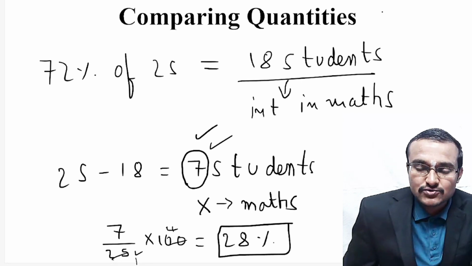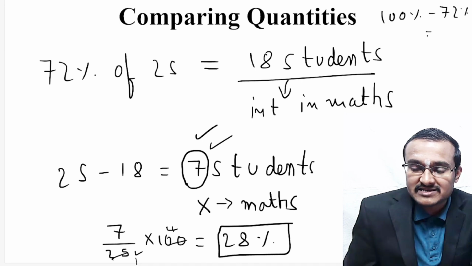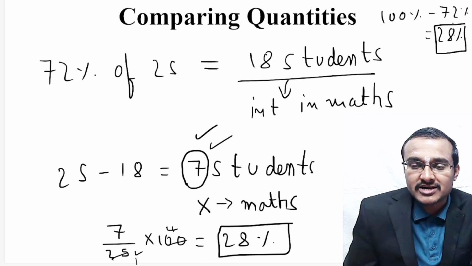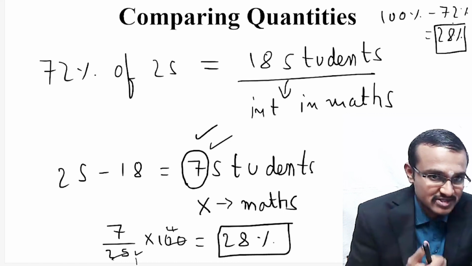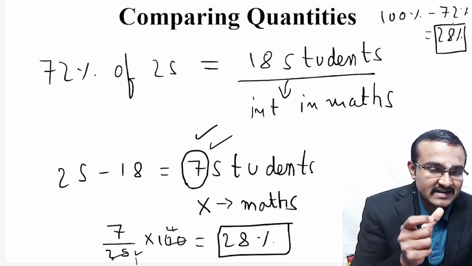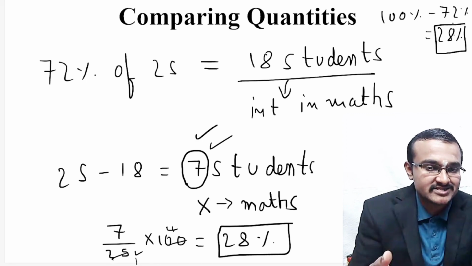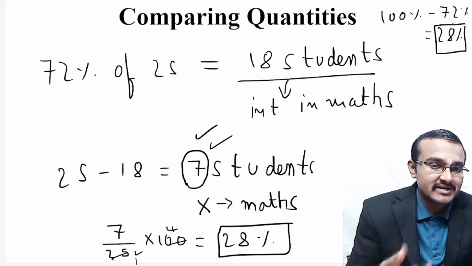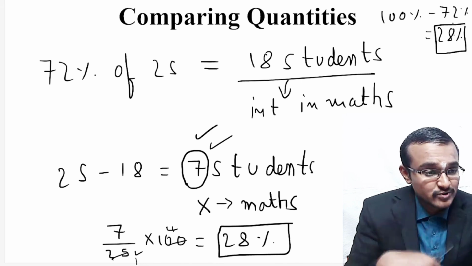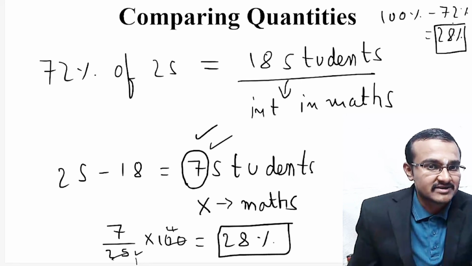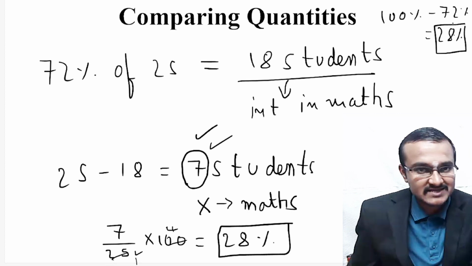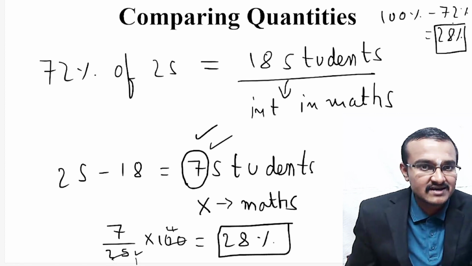Or you can easily do 100% minus 72%. So 100% minus 72% is 28%. So this is also one shortcut method. But if they are asking how many students, specifically a number, then you should do this calculation and find out what is 72% of 25 and how many students are remaining who are not liking mathematics subject. So here 7 students is the answer, or 28% is the answer.